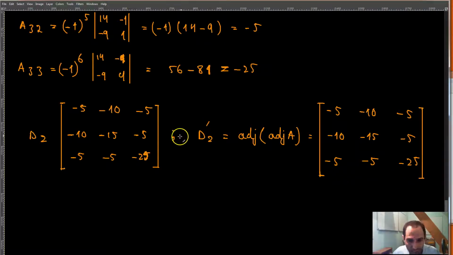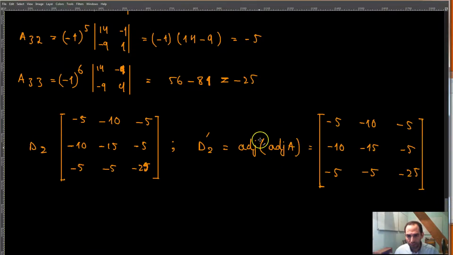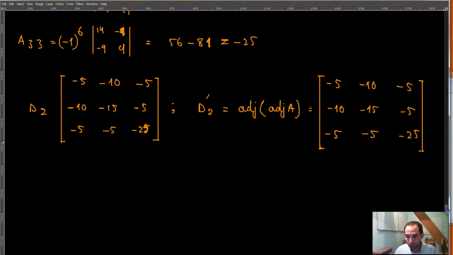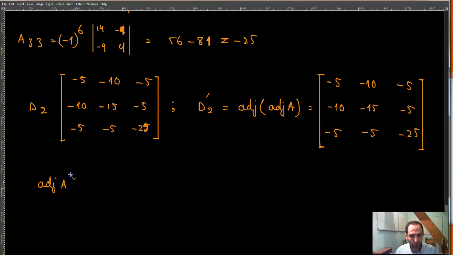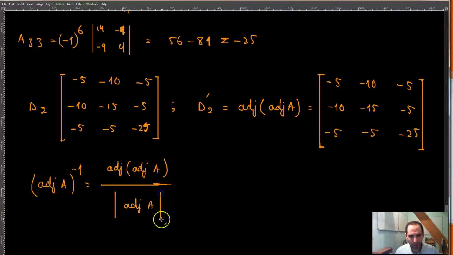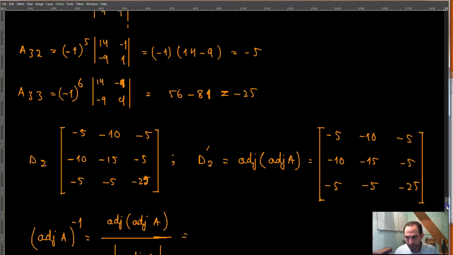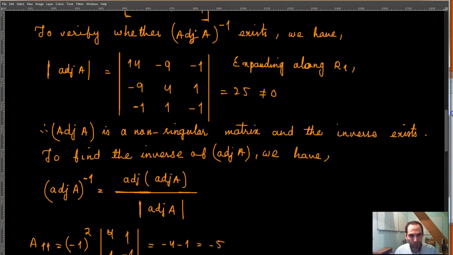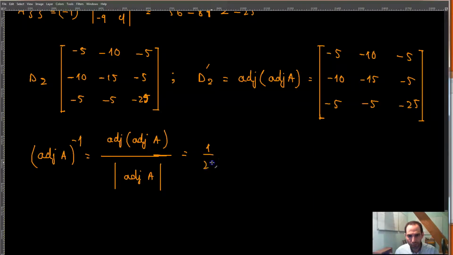And then we need to calculate the inverse of this matrix. So the adjoint of A inverse is equal to basically this matrix, the adjoint of A, divided by the determinant of this matrix, which is basically the determinant of adjoint of A. The value of the determinant of the adjoint of A was 25. So that's 1 over 25 times this matrix, which is negative 5, negative 10, negative 5, negative 10, negative 15, negative 5, negative 5, negative 5, and negative 25.